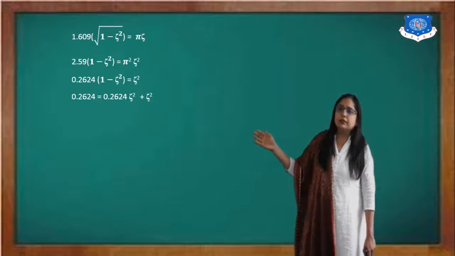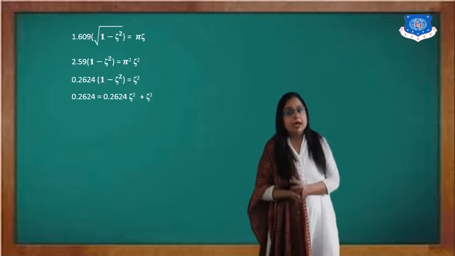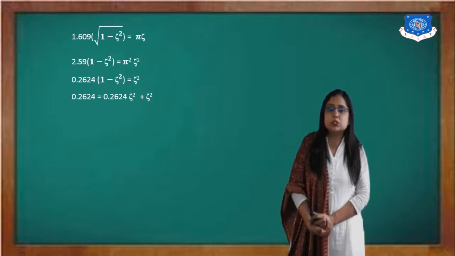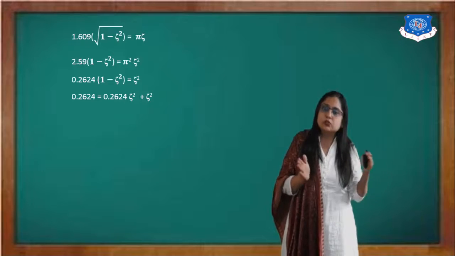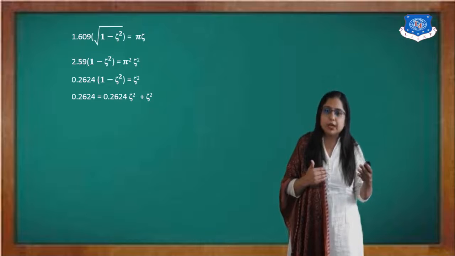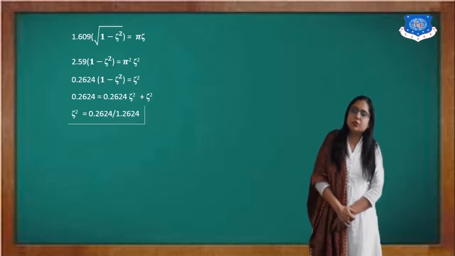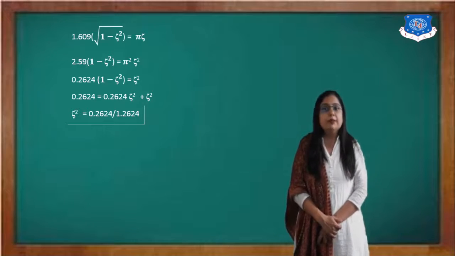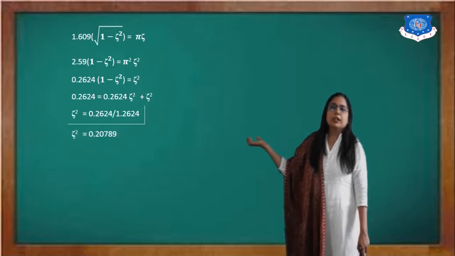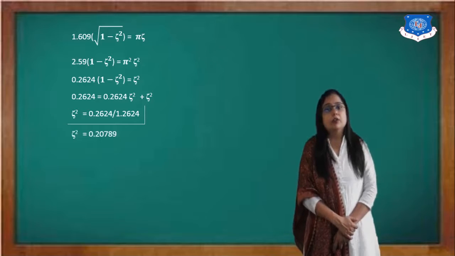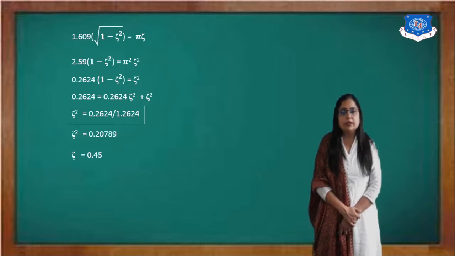Now just open the bracket. So here we get 0.2624 minus 0.2624 zeta square. That goes to this side, so it becomes plus. Now zeta square is common, so we get 0.2624 divided by 1.2624, because here we have to add these two values. So that is the value of zeta square. Now we want to find zeta, so the value of zeta equals 0.45.